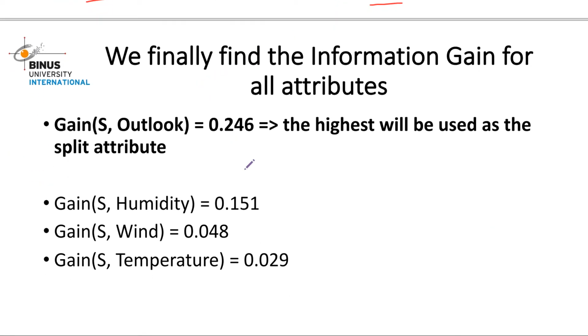Okay, so this is the final calculation of our gains. The gain of the outlook attribute is 0.246. This one is 0.1, this one 0.04, and this one 0.29. So we pick the one with the highest information gain to be used as the splitting attribute. So we pick this as the root.